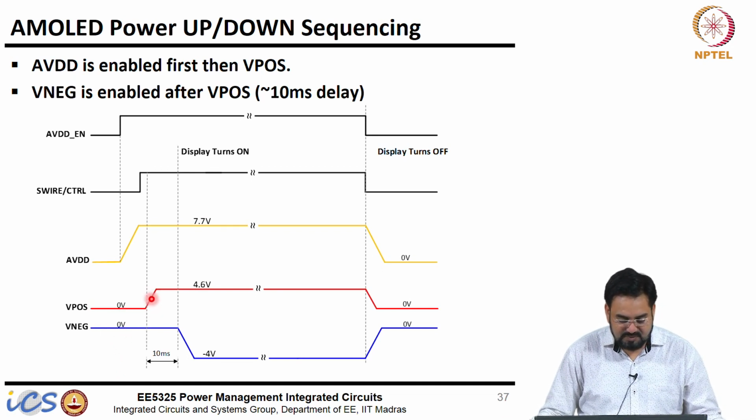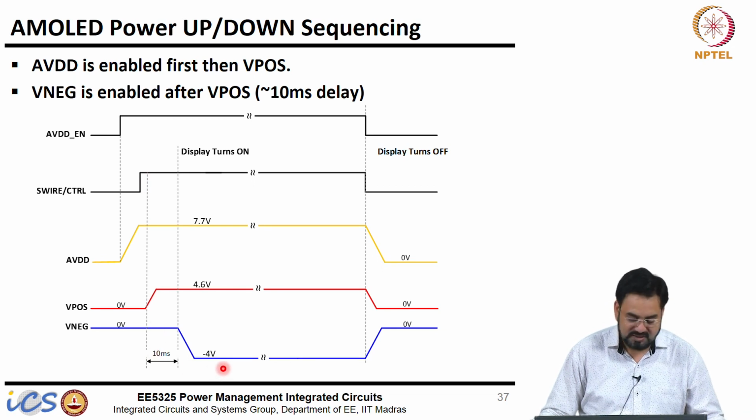By default VPOS will go to 4.6, it will remain there, and by default VNEG goes to minus 4 volt. So, if you do not do any programming, which means you just turn on, then by default it will go to minus 4 volt.